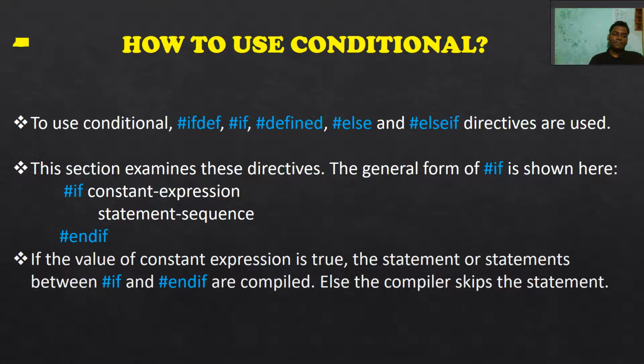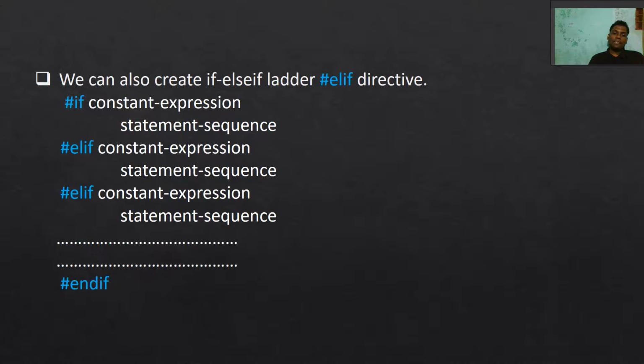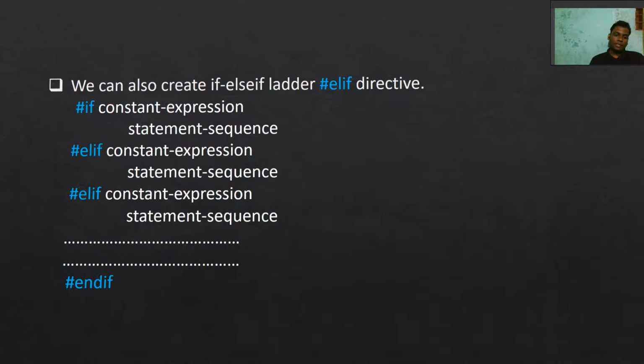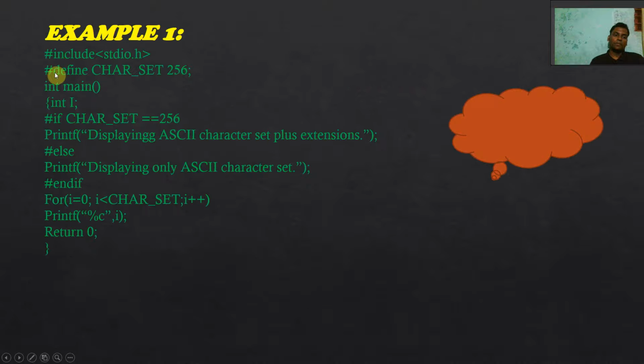We can also create an if-else ladder by the #elif directive, like we have used in conditions like else if. It will be the same general form; we will use #elif. In this one, we don't have to use #endif for every #if or #elif. We can use it at the end, because #elif will automatically follow #if, so we don't have to use it in every line. If we see an example of conditional compilation, we can see that here we have used the define preprocessor, which we have discussed before.